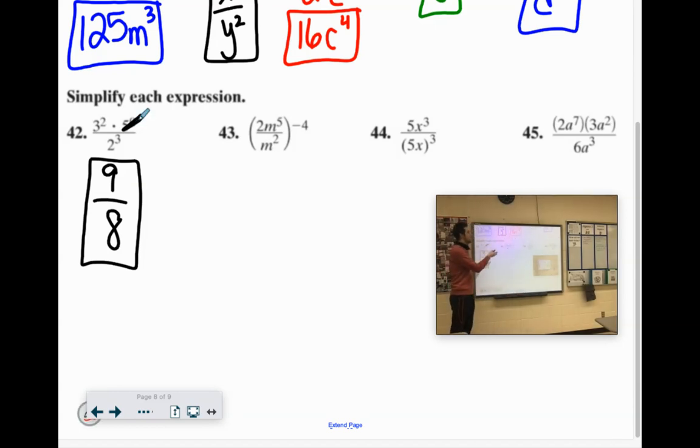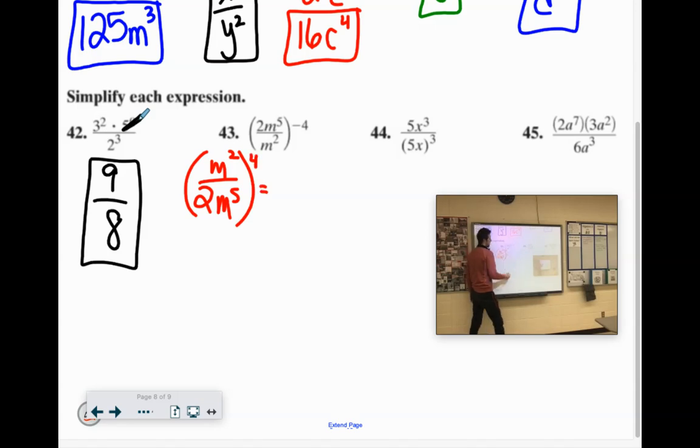So this is all to the negative fourth. Remember, we can make it to the positive fourth just by using the reciprocal, flipping it upside down. So m squared over 2m to the fifth. Now it's all to the fourth power. But I'm going to simplify the stuff inside the parentheses.